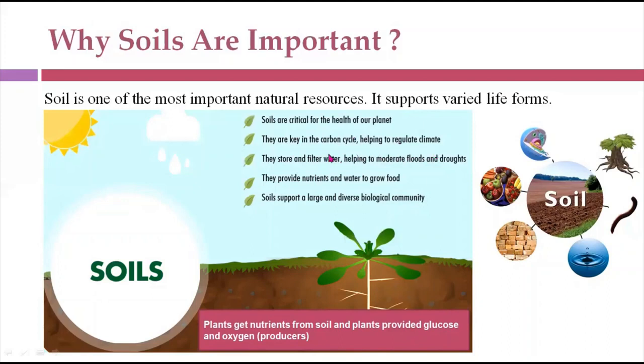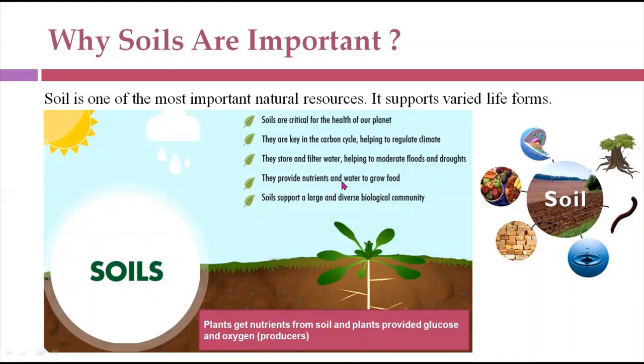Our soil is very important. It also helps in the recycling or cycling of carbon dioxide. At the same time, it also determines the climate, meaning it regulates or controls the climate. They store and filter water. Soil not only filters water but also stores it, helping to moderate floods and droughts. So once we have a drought, or natural disasters such as floods and droughts, they can be moderated or controlled with the help of soils.